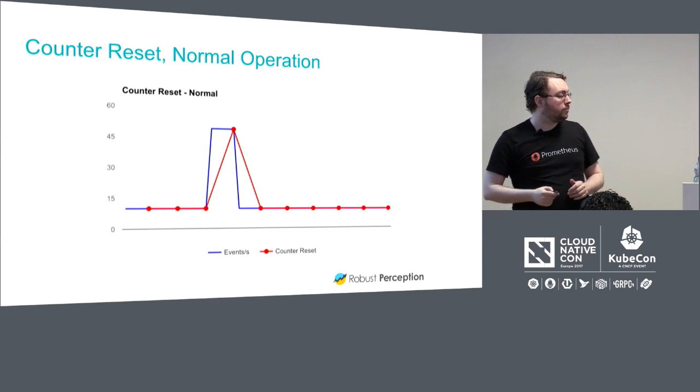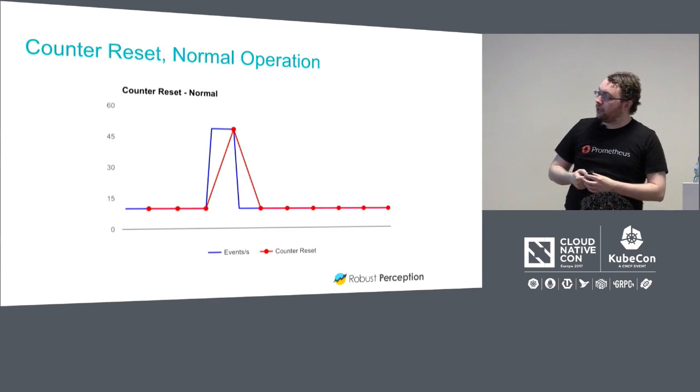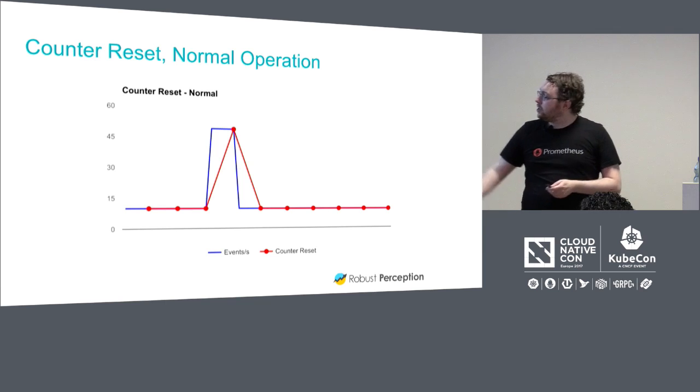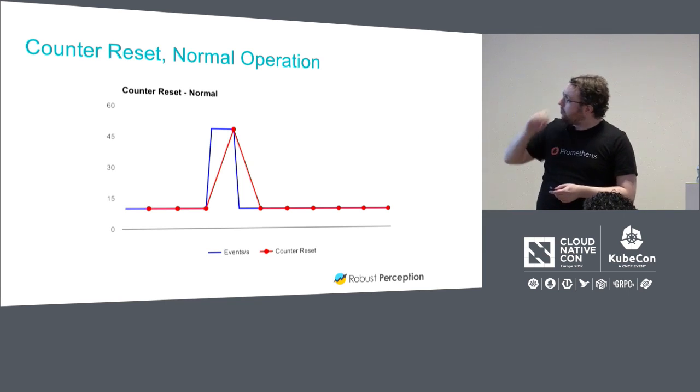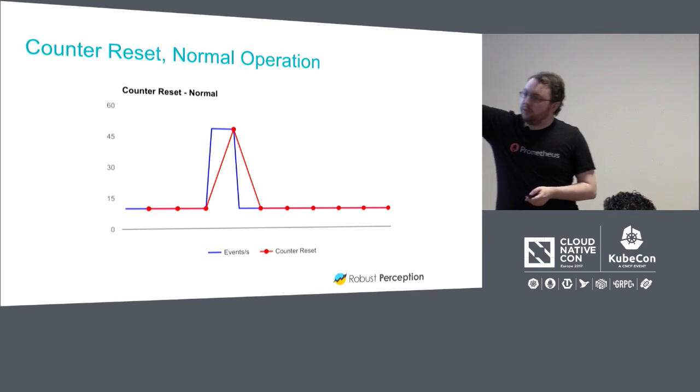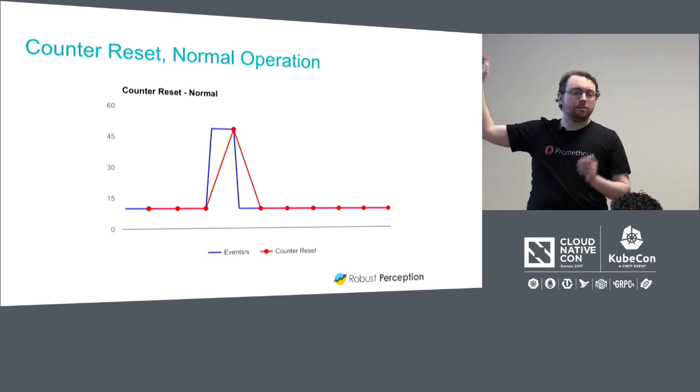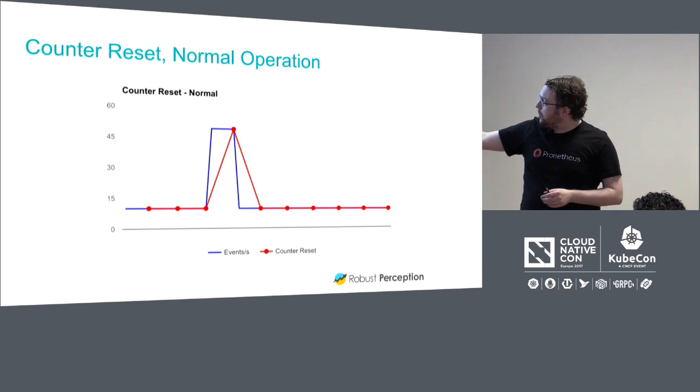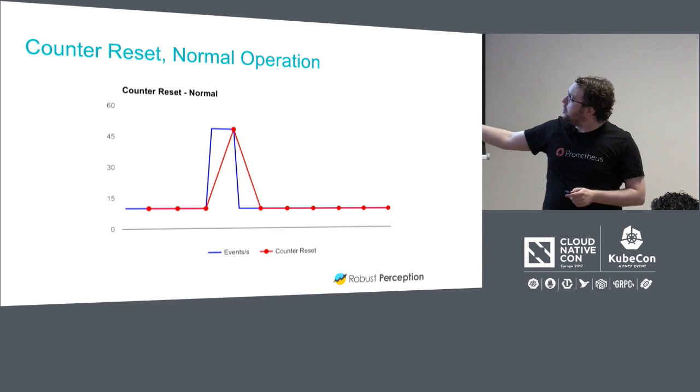Nice and simple. And here's how this works in normal operation. So this is showing 10 per second. And it comes along, and there's a big spike up to 50 per second for a 10-second period. So a nice simple example. And if you were to look at what's going on, it's fine.